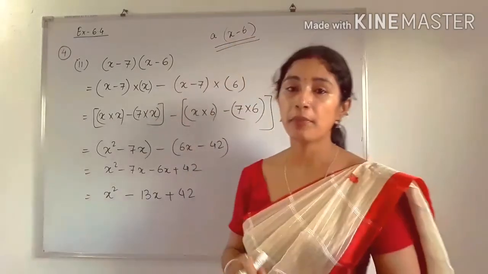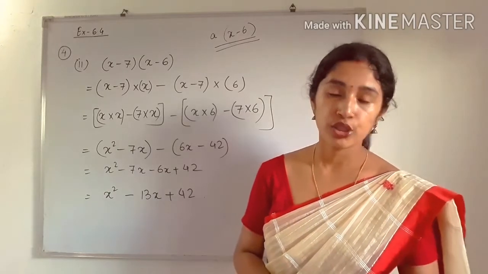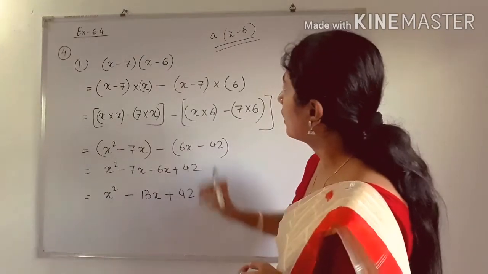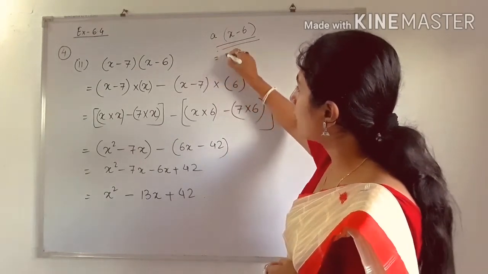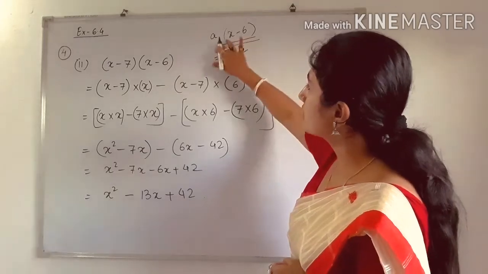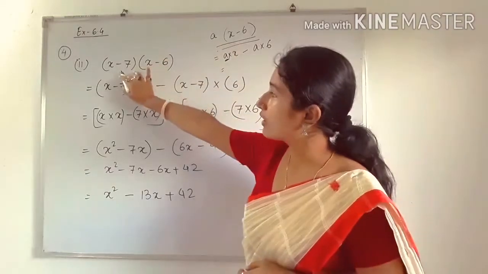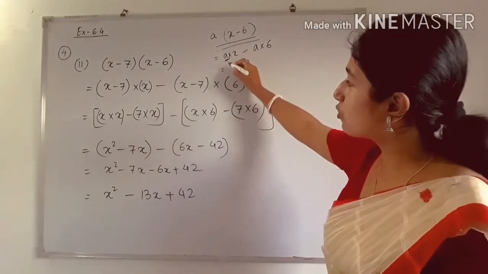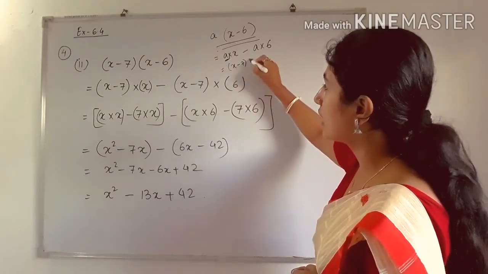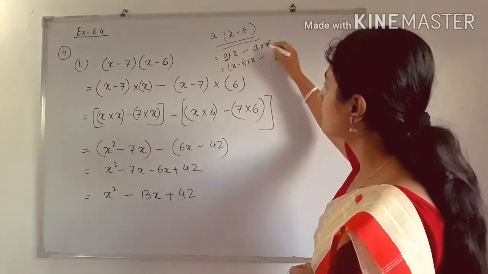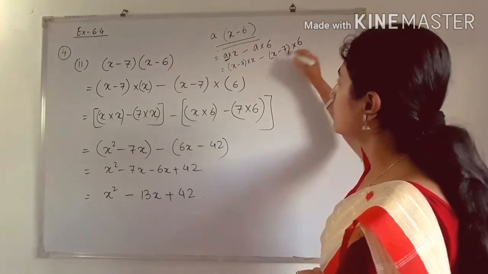So what property do I have to apply here? Yes, again I have to apply the same property which I applied in question number 3, that is the distributive property of multiplication over addition. So in the next step, I have to multiply a with x first, then minus a will be multiplied with 6. I have taken a as x minus 7, so in place of a, I write x minus 7. So x minus 7 will be multiplied with x, minus again x minus 7 multiplied with 6.